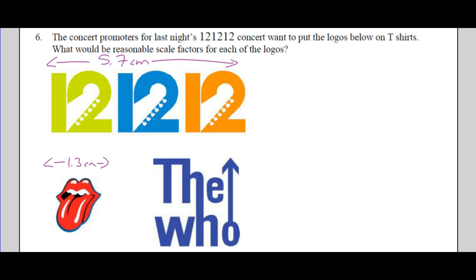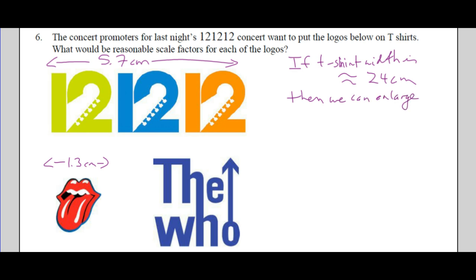I can enlarge it by a factor of 4, taking 6 to 24. So if the t-shirt width is about 24 centimeters, then we can enlarge 4 to 1. So we take an actual length of 6 centimeters and turn it into a length of 24 centimeters. So we're scaling up.